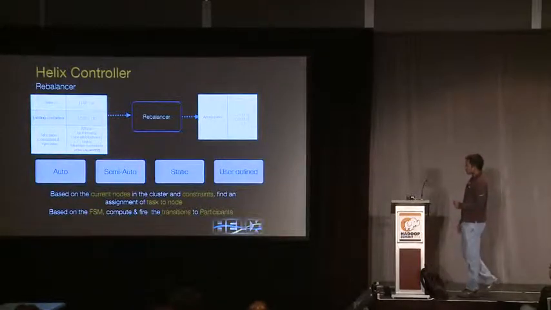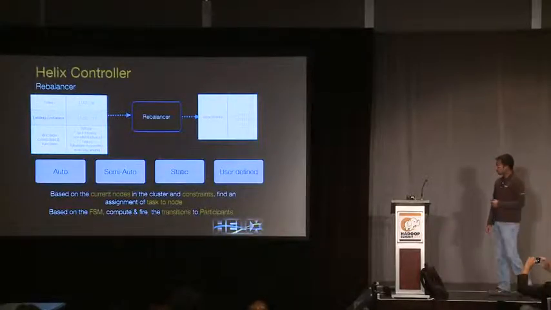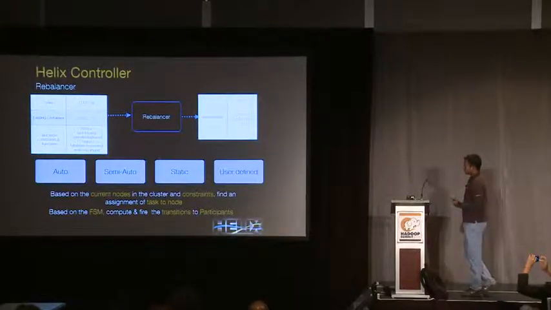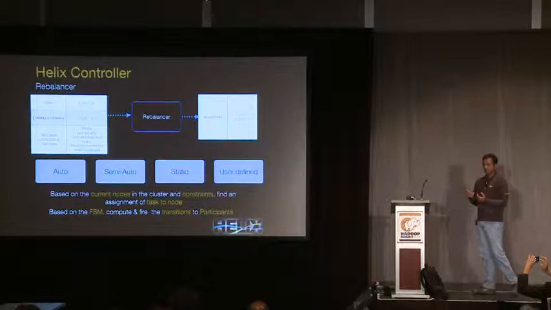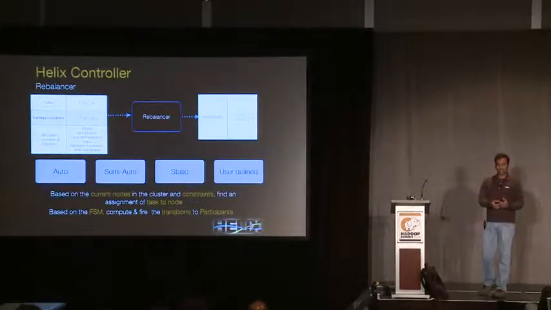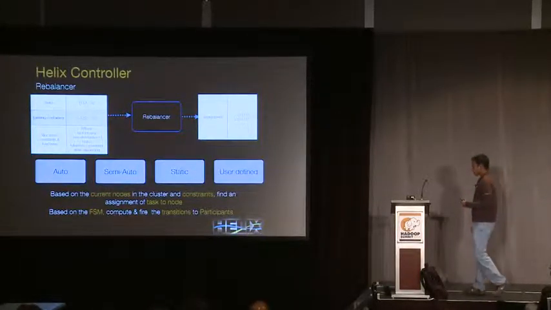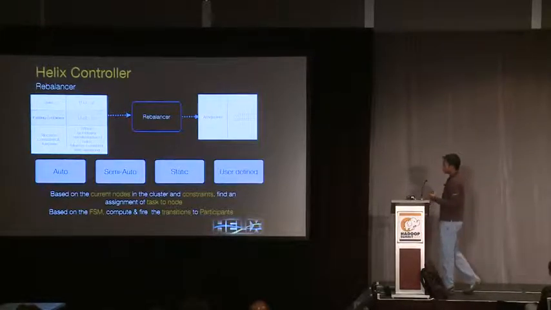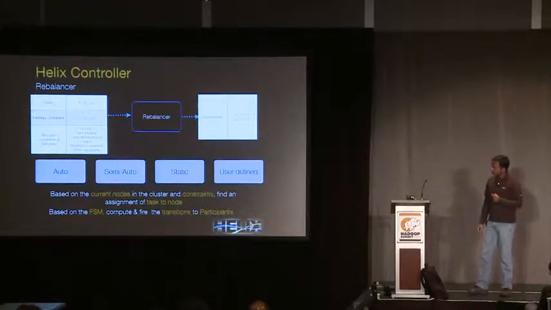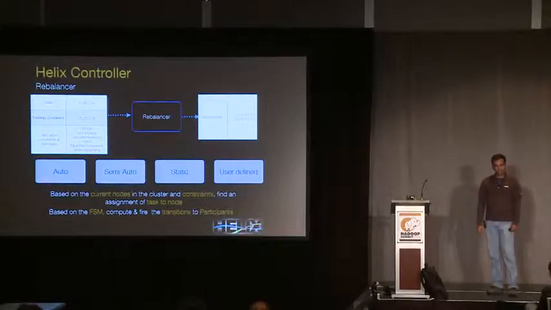So the last component in the controller is the rebalancer component. The rebalancer component, as I said earlier, is basically taking all these containers that have been allocated and the resources and their partitions, and then coming up with the assignment. So here we have three types, or more or less two types, of rebalancers. One is the auto rebalancer.